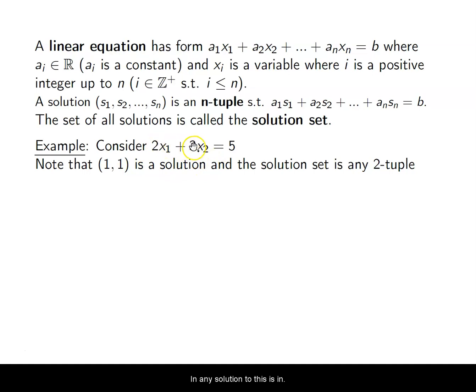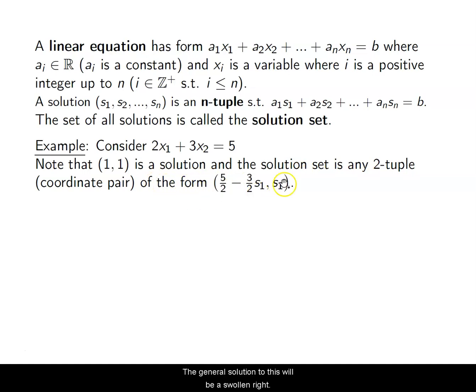And any solution to this is a 2-tuple, an n-tuple. But for 2-tuples, we don't call them 2-tuples. You've probably never heard that before. We just call them a coordinate pair. That's the general consensus for a solution in 2 space, in 2 variables. The general solution to this will be s1. This x2, the variable in the second position that can change however I want it to be, we'll call a free variable. And then x1 can adjust according to whatever x2 is to make this work.